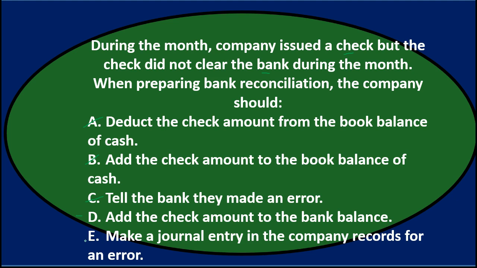And again, we didn't make an error, really. Our books are right. The check actually went out, and that's good. It's the bank that's not quite right, but it's not because of an error, but because they don't know yet. It's a timing difference. So the correct answer is D.